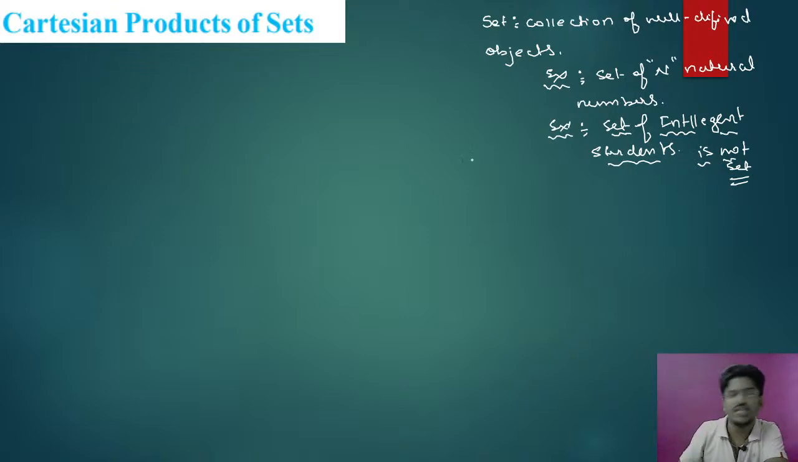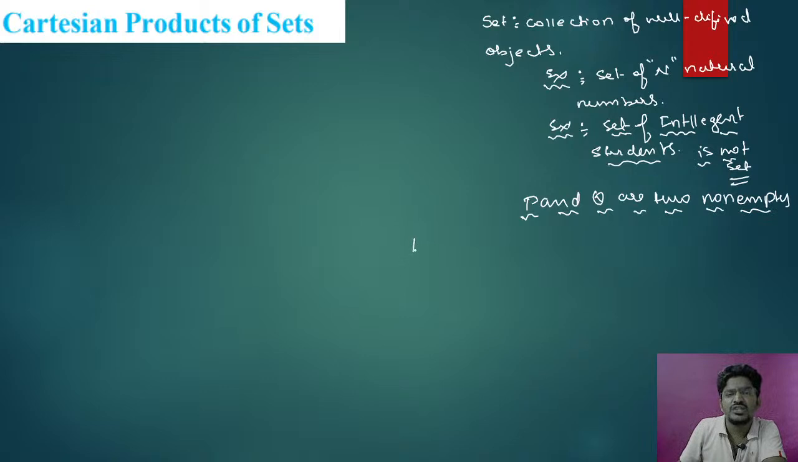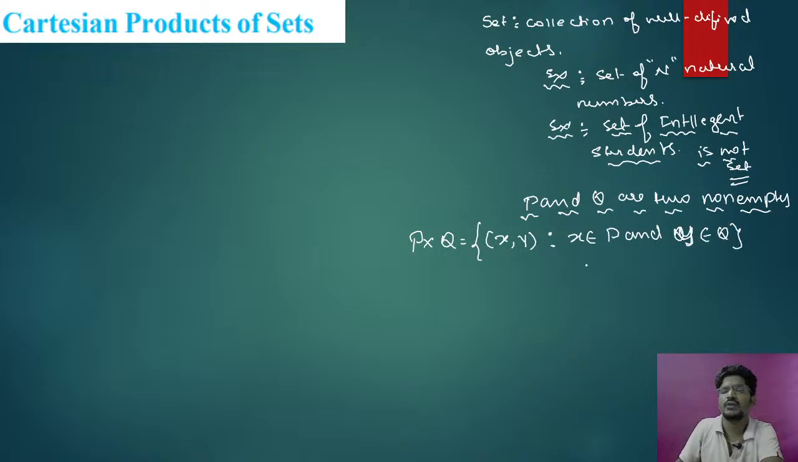My dear students, if you want to understand the Cartesian product, I will take two sets. P and Q are two non-empty sets. Then the Cartesian product is written as P cross Q, the set of ordered pairs (x, y) such that x belongs to P and y belongs to Q. Okay, so this is your Cartesian product, that is P cross Q.